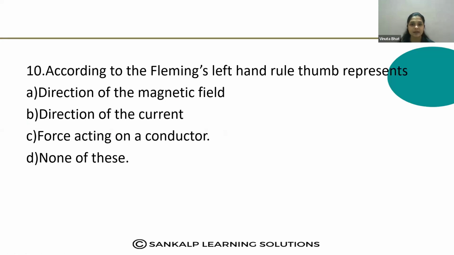According to Fleming's left-hand rule, the thumb represents the direction of the magnetic field, the direction of the current, the force acting on a conductor, none of these. In Fleming's left-hand rule, the thumb represents the force acting on a conductor, the middle finger represents the direction of the current, and the index finger indicates the direction of the magnetic field.